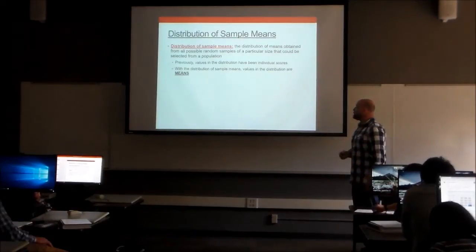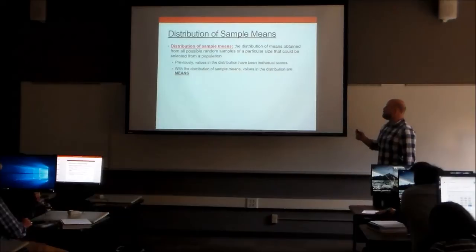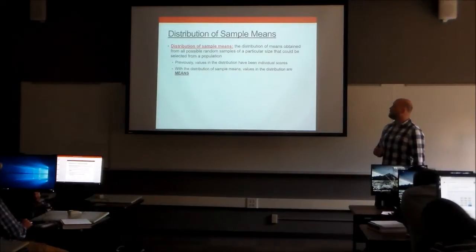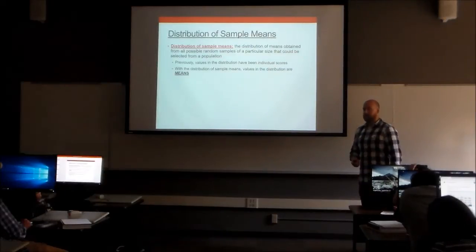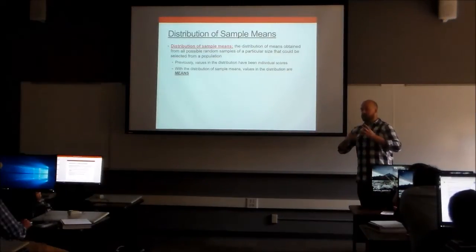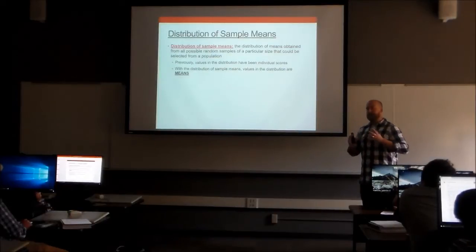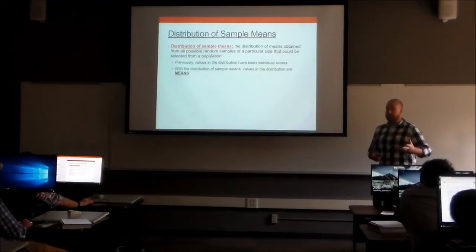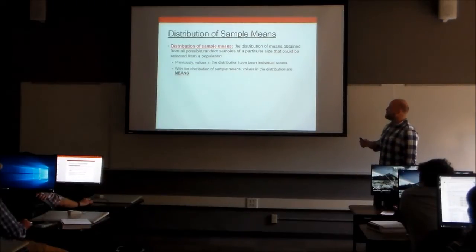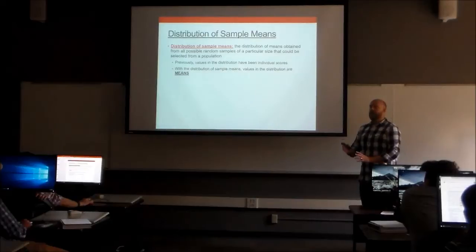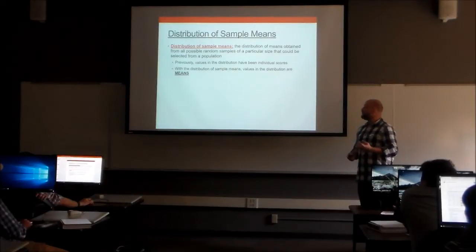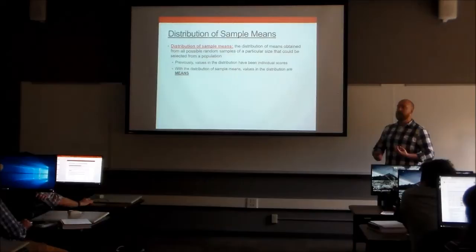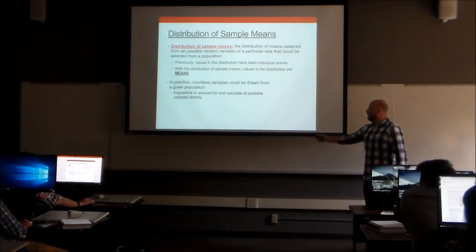Formal definition of distribution of sample means: distribution of means obtained from all possible random samples of a particular size that could be selected from a population. Okay. Look at this, make sure you understand this. This is an important thing to have a grasp on, right? Previously, as we talked before, we were just looking at individual scores. Here what we're going to look at is the distribution of mean values of all possible samples of a given size that could be drawn from the population, okay? The values in this distribution are means, okay?